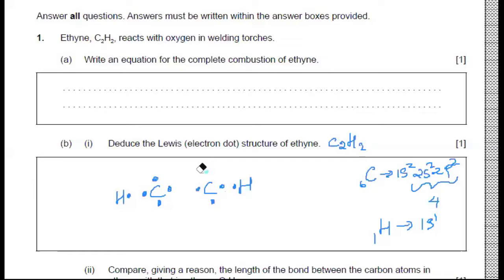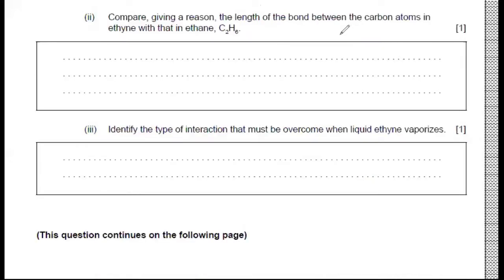I'm just erasing this off and making it a bond. I've erased 2 electrons and I'm putting it as a bond between the 2 atoms. Now this carbon here has attained octet configuration. Same for the next carbon as well. So this is the Lewis dot structure for ethyne. Now let's move on to the third question.